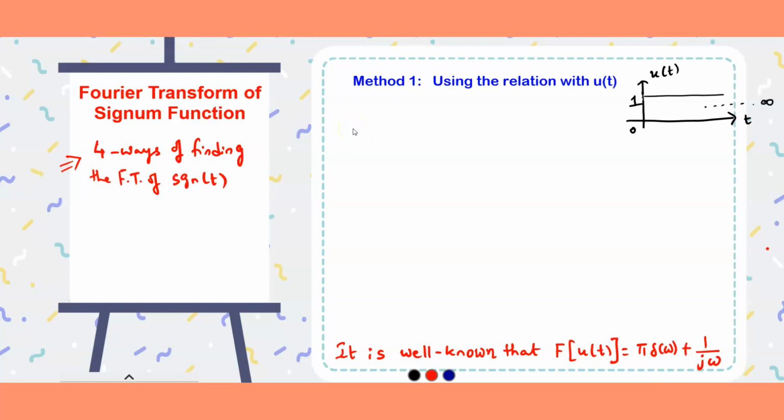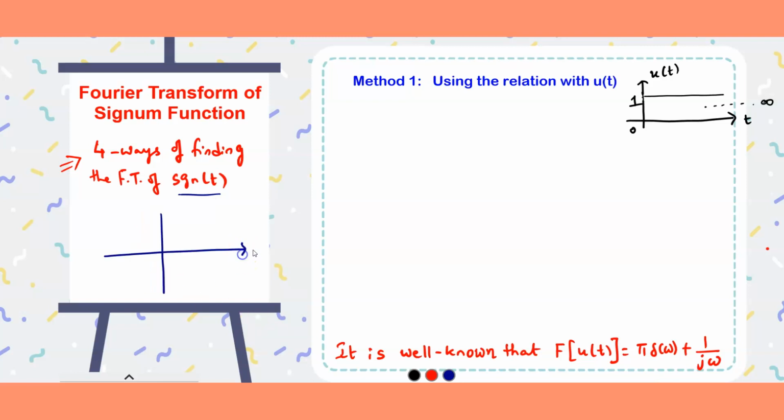Okay, hello and welcome back to this tutorial on finding out the Fourier transform of the signum function. In this video we are going to look at four ways of finding the Fourier transform of signum of t, and how does this signum of t look like in the graph.